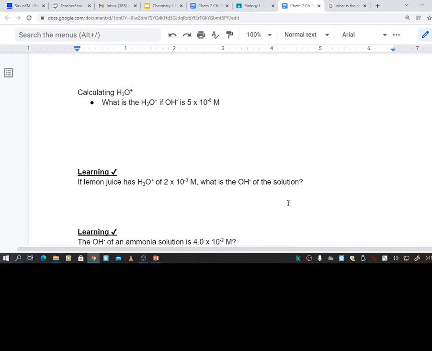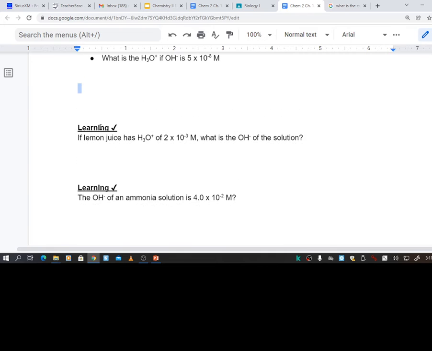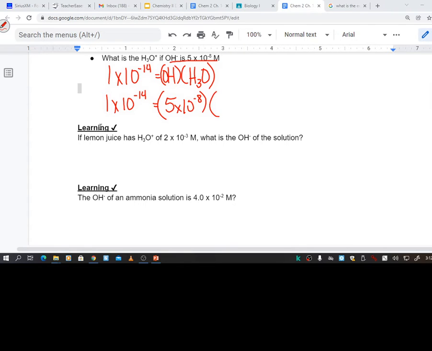All right, so calculating H3O. What is the H3O if OH is 5 times 10 to the negative 8? So this is what I'm going to do. Let me get my calculator ready. I know that 1 times 10 to the negative 14 equals OH times H3O. By the way, they're going to be able to write that down on one of their little sheets, so just keep that in mind. So now I am just plugging this in. I know 1 times 10 to the negative 14 equals 5 times 10 to the negative 8 times H3O.